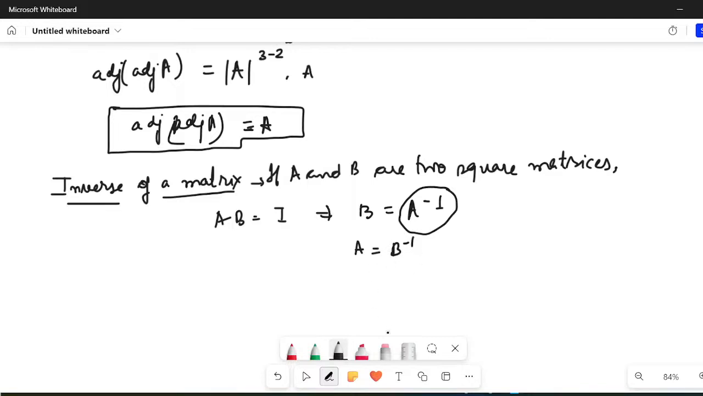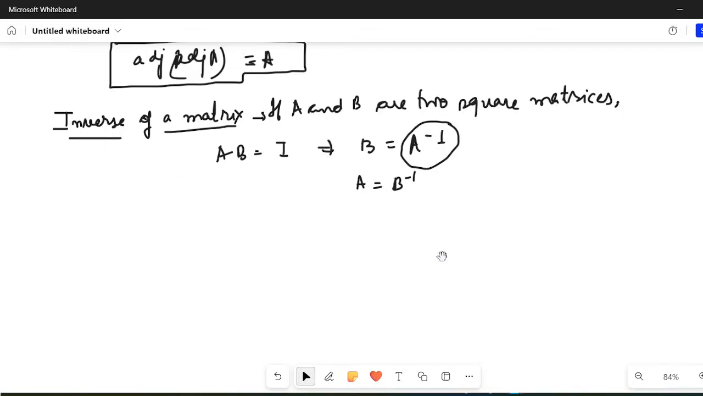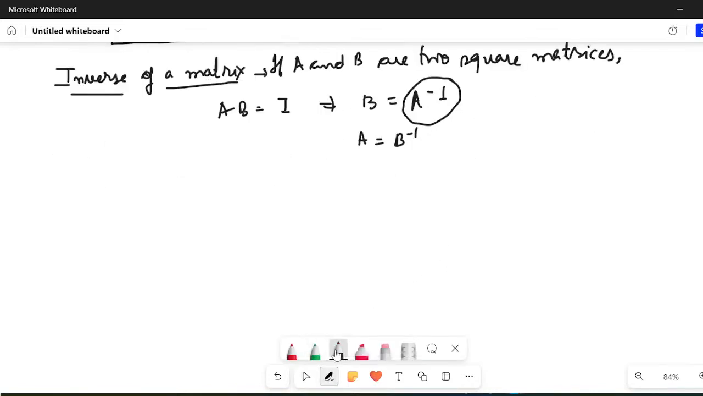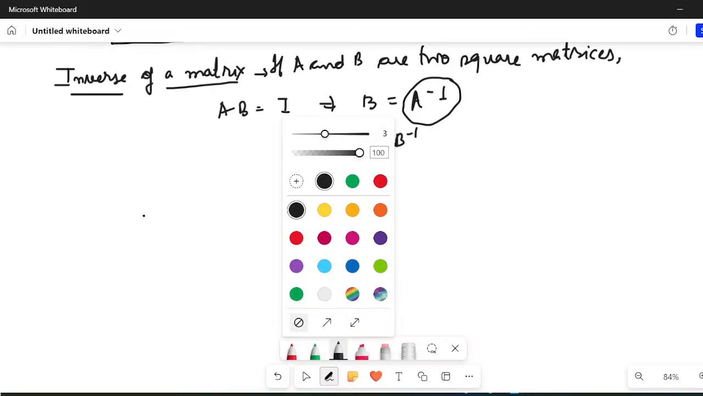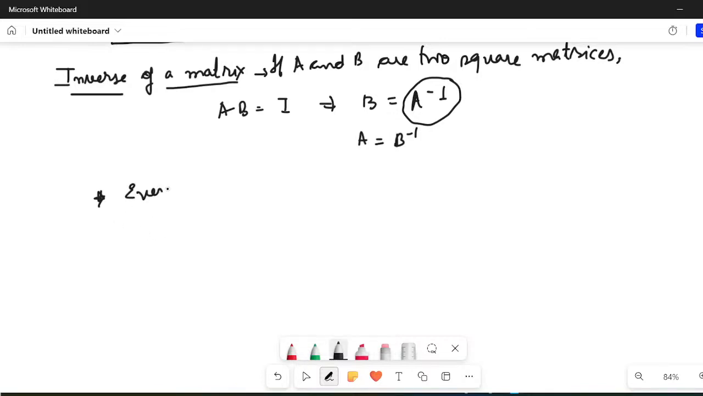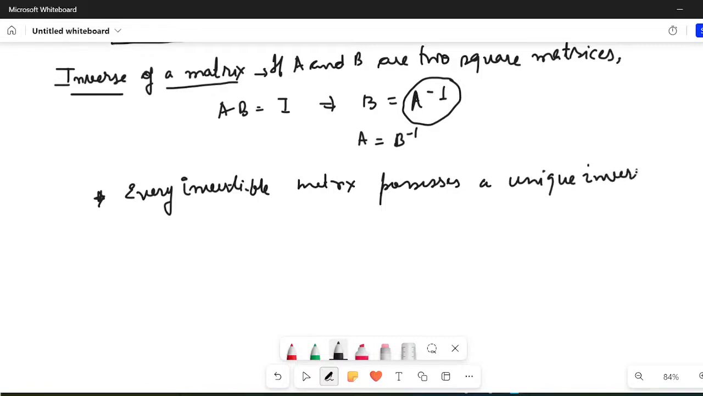Always remember that every invertible matrix possesses a unique inverse. Now, for invertibility, what do you need? You need that your matrix should not be singular. So every invertible matrix possesses a unique inverse.